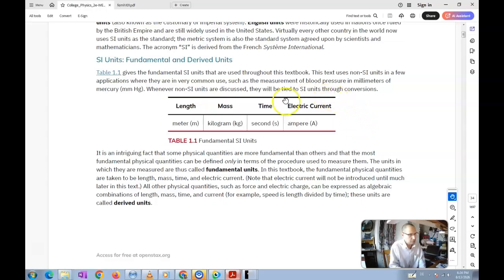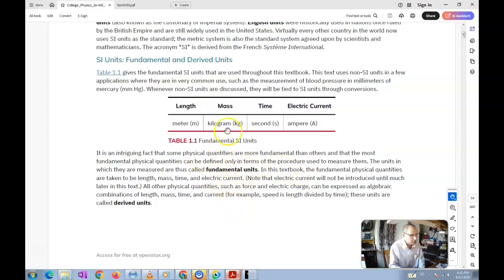And then for the electric current, we have the ampere, which has again been defined very accurately. So these are essentially our fundamental units: the length, the mass, the time, and the electric current, right?